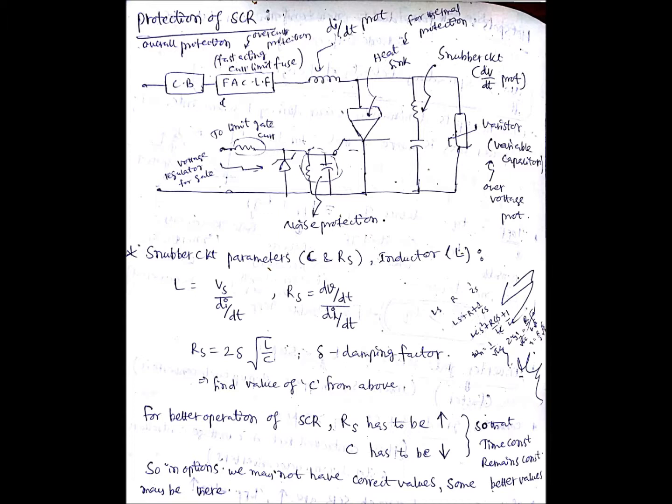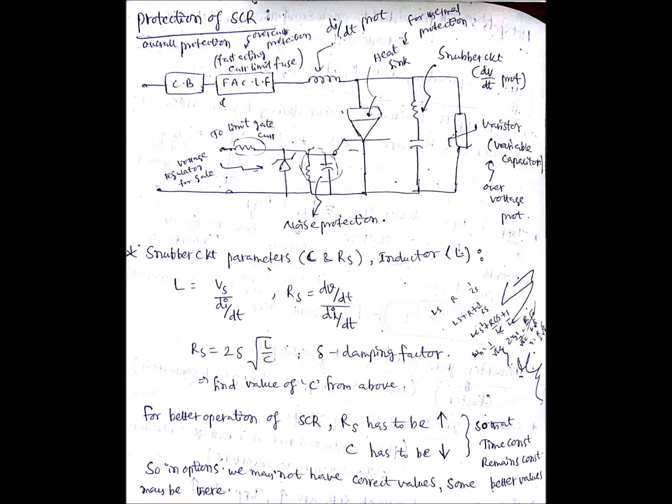Then comes FACLF, that is nothing but fast acting current limiting fuse. The fuses are basically for over current protection. Generally we use them in our homes. And then we have an inductor. Inductor is for di by dt protection.